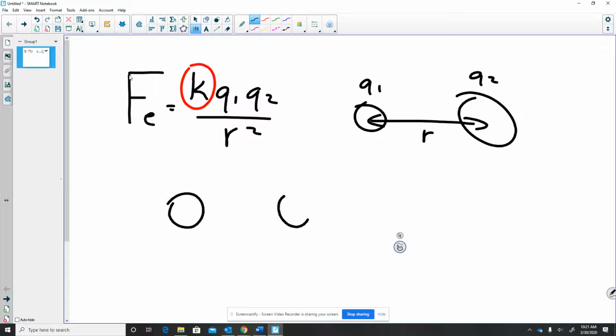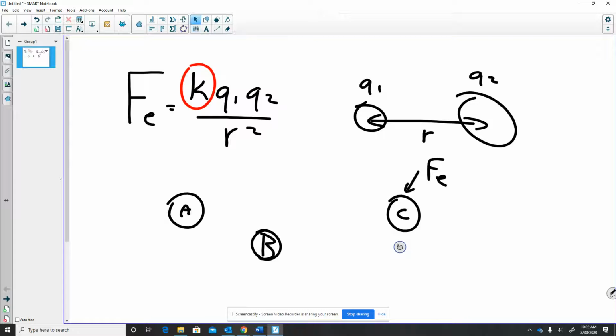So if I had three objects here, objects A, B, and C, and let's say the question was asking us to find the electrostatic force on object C due to the other ones. In order to solve this problem, you are basically breaking it into two separate problems. You're going to take a look at the electrostatic force due to A. So we're going to take this B one and pretend that it's not there anymore. So we can take the B out and find the electrostatic force between A and C using this formula right here.